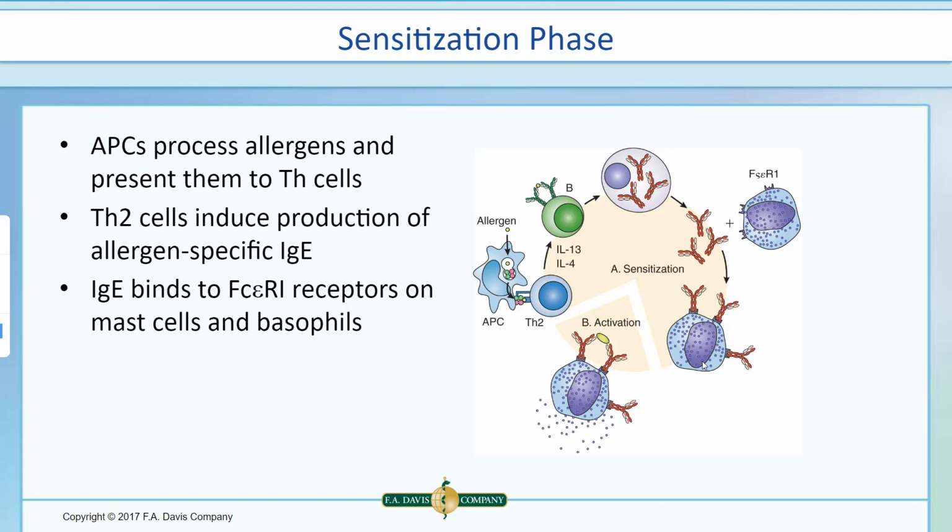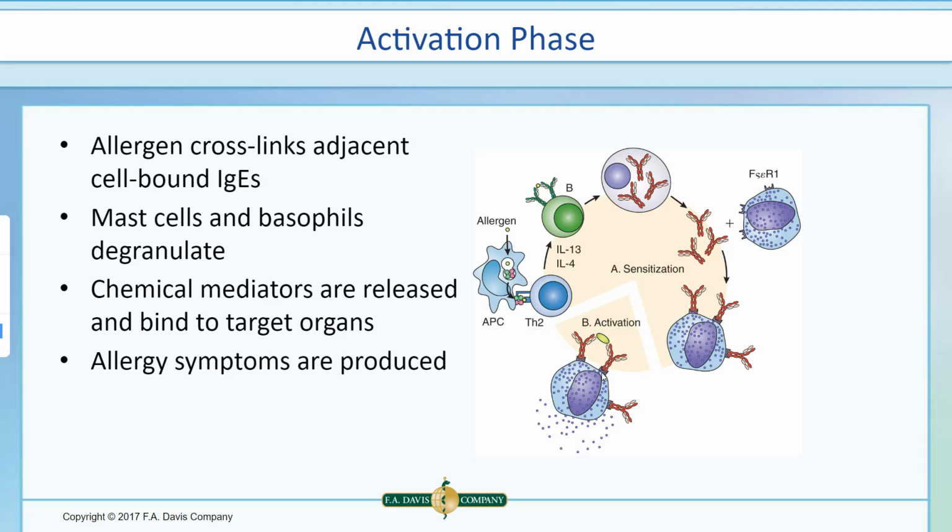The second time that a person is exposed to that allergen, the allergen is going to come into the body, and you have the activation phase. During that activation phase, the allergen is going to cross-link with the IgE antibodies that are already on the surface of the mast cell or basophil. Mast cells and basophils are going to degranulate, which means the granules that are inside of them are going to release the chemicals. And those chemicals are what causes the allergic reaction. The chemicals are going to bind to those target organs, and the allergy symptoms are produced.